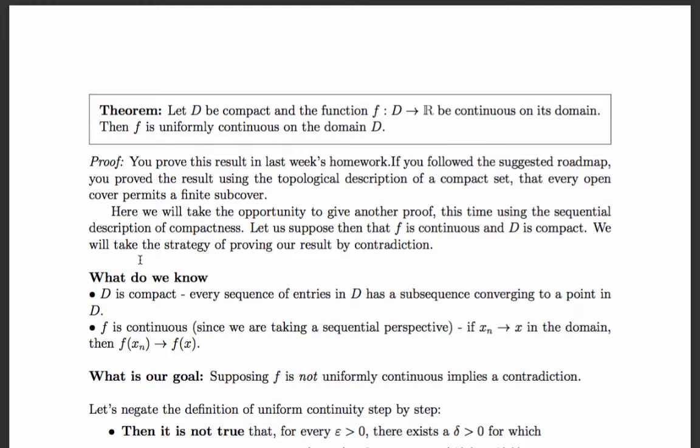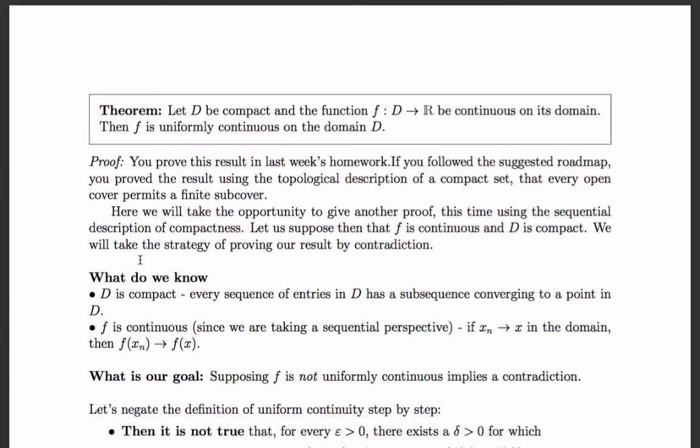Alright, so what do we know? We know D is compact, which the other definition says every sequence of entries in D has a subsequence converging to a point in D. What else do we know? We know f is continuous. Now, since we're taking a sequential perspective, let's give the definition of continuous that involves sequences. Remember that a function is continuous if and only if every sequence of points x_n that converges to another point x in the domain, then f of x_n converges to f of x.